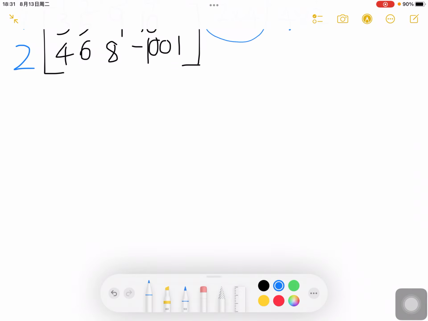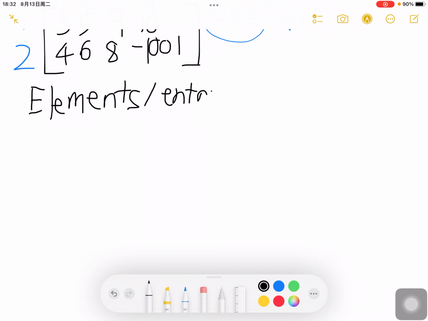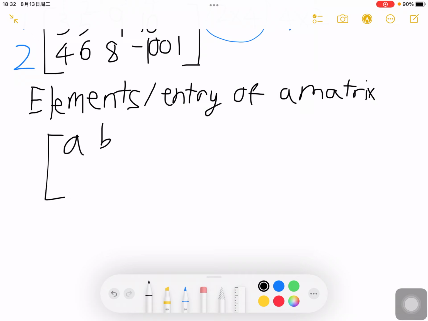So let's look at another concept called the elements, or the entries, of a matrix. This is a really simple concept. It's basically, so we have A, B, C, D, E, F, and these were all numbers. Then A, B, C, D, E, and F are all elements or entries of a matrix.